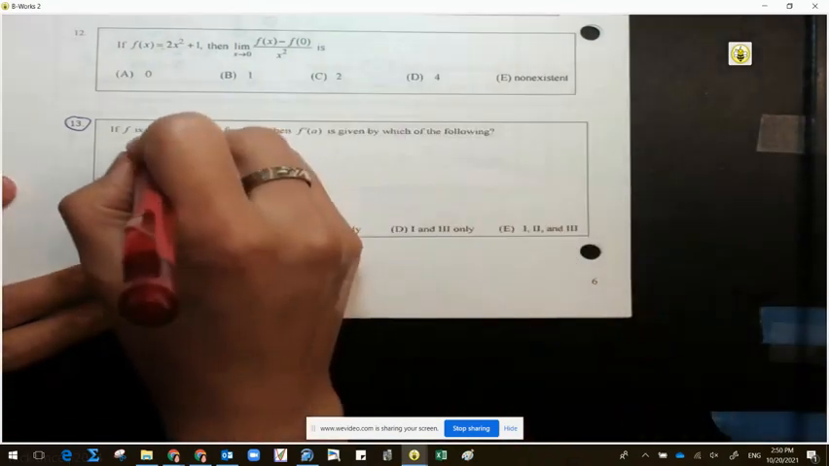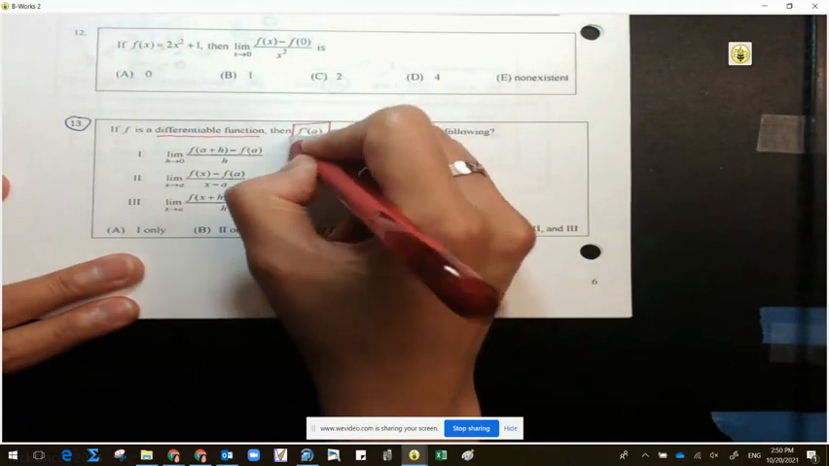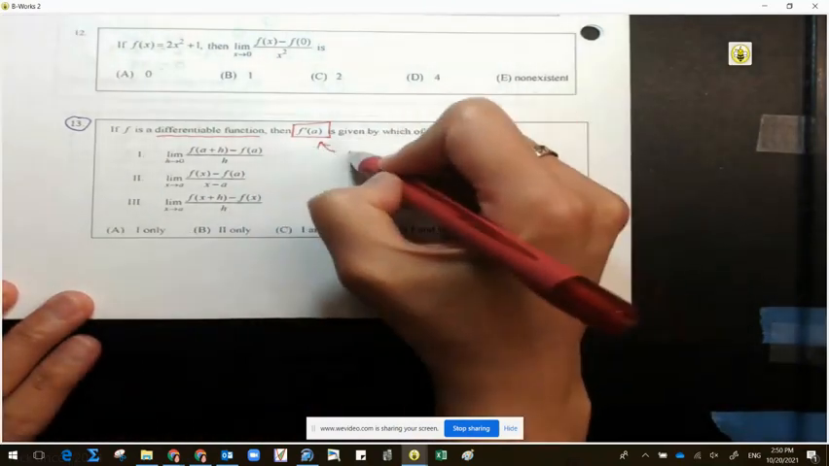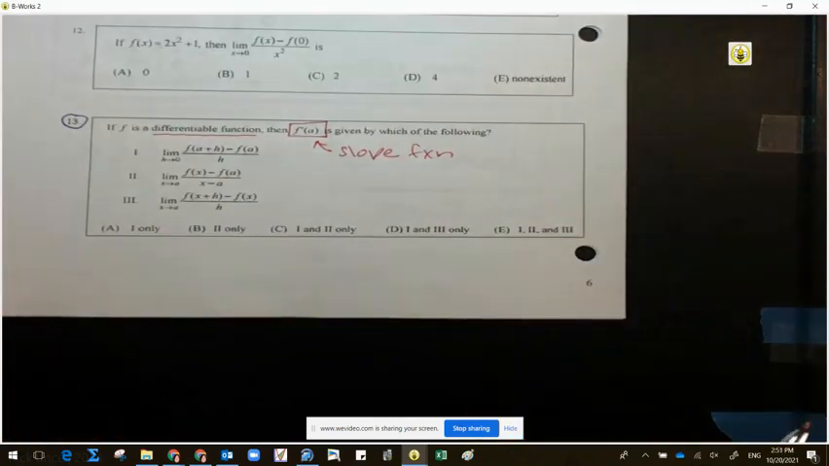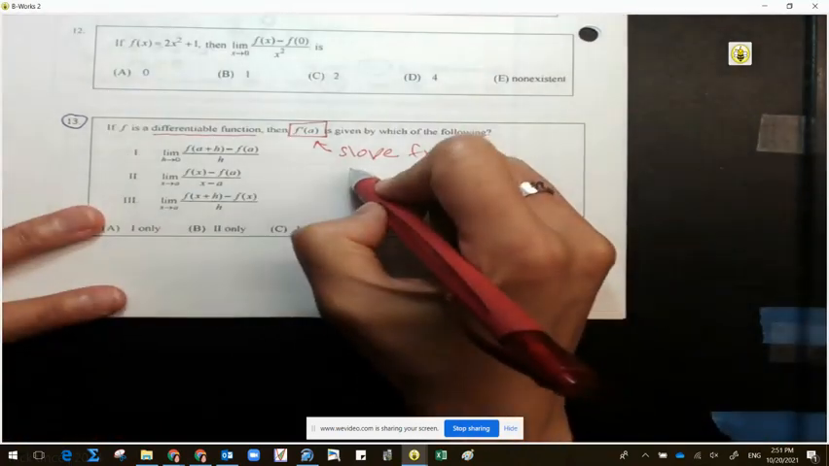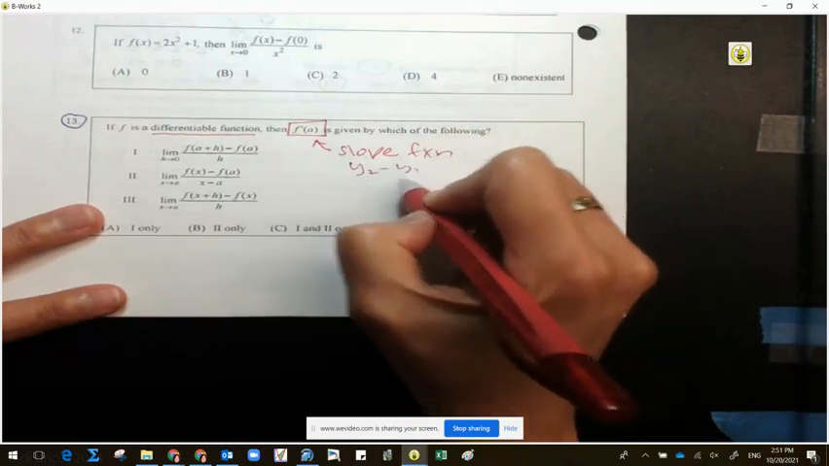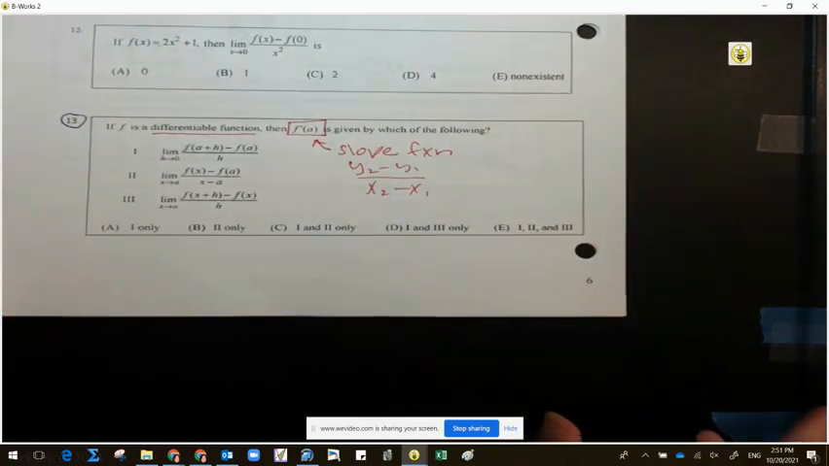All right, let's go ahead and underline differentiable function. Let's also box f prime of a. Now, f prime of a basically is a slope function, correct? So let's go ahead and write on here, a slope function is our derivative. And our slope function, according to Algebra 1, is basically change in y over change in x. And I want to look and see which one is following that.